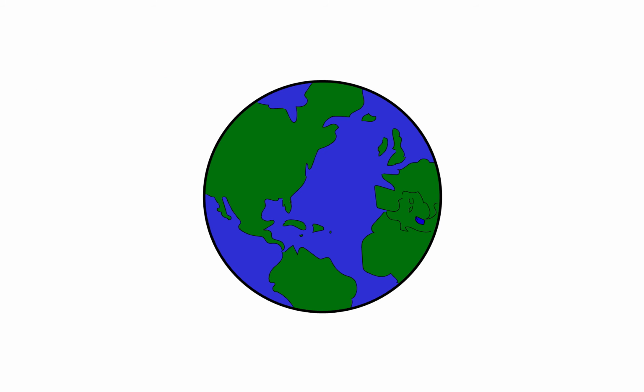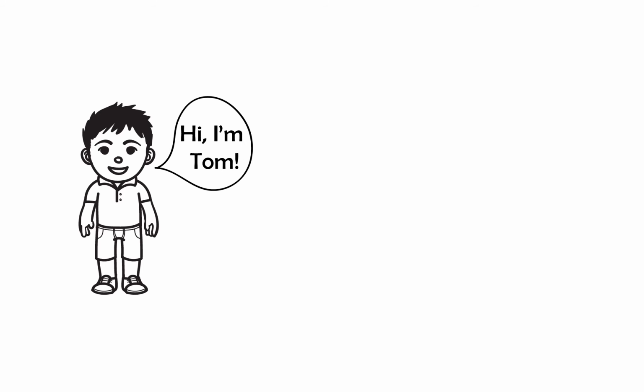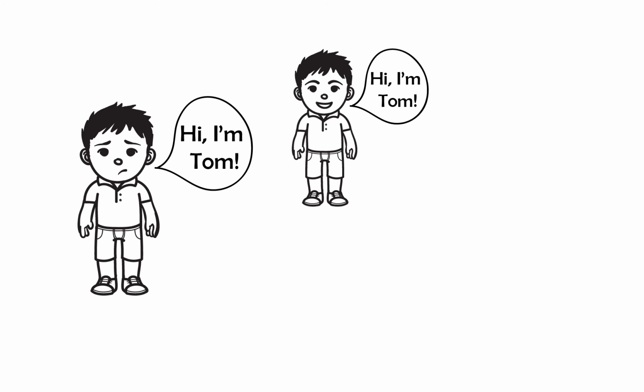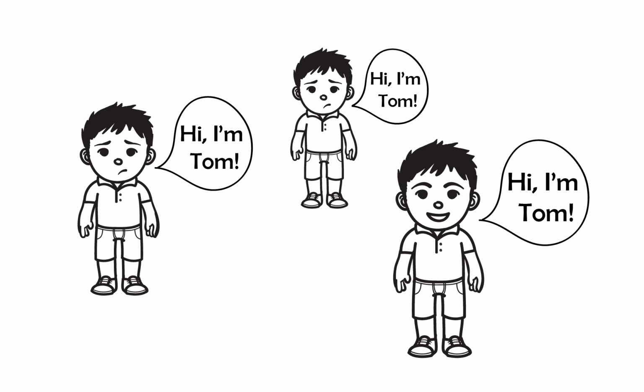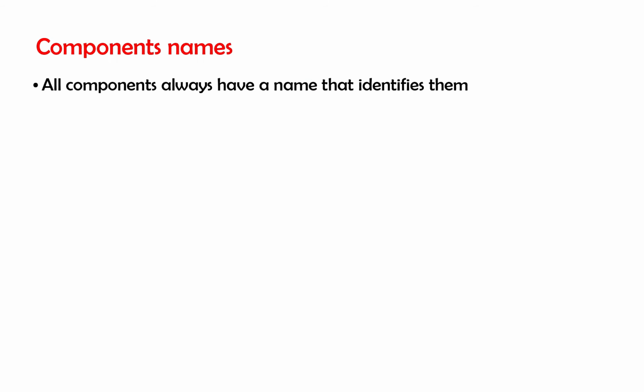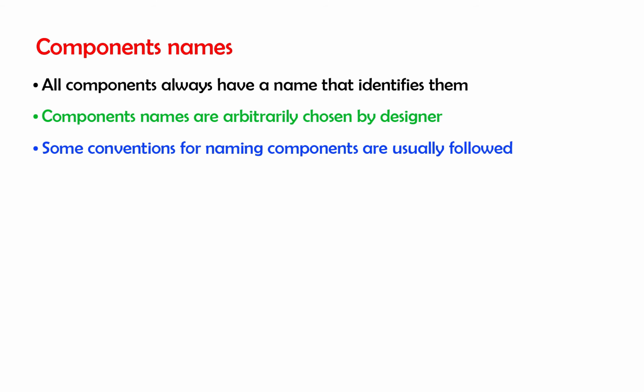Let's go back to our hypothetical world and assume that we all had the same name. Can you imagine how complicated daily life would be? A similar chaos would exist if all components in a circuit had the same name. For this reason, all components always have a name that identifies them. Just like your name was chosen by your parents, components' names in a circuit can be arbitrarily chosen by the designer. However, some conventions are followed when naming components.